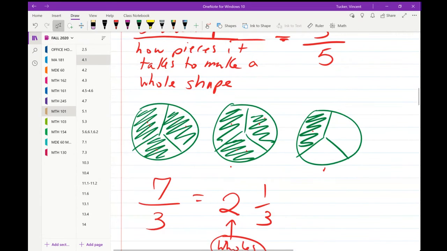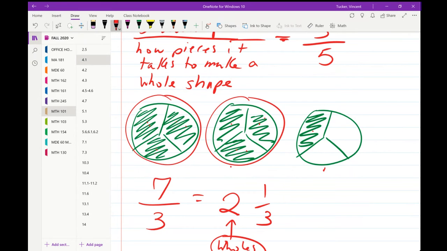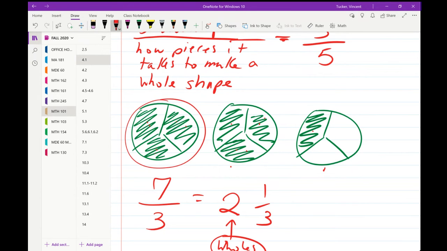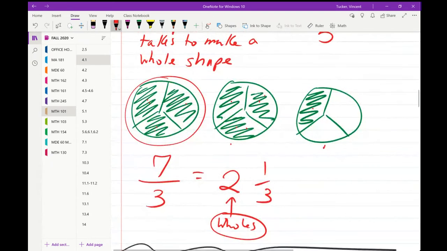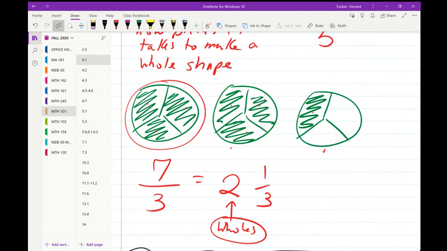Then the other way is doing it as a mixed number. You're talking about 2 whole circles that are shaded, which is that 2, and then we have 1 out of 3 that's shaded. So that'd be 2 1/3. All right. So 2 wholes and 1/3 of a whole. Any questions?